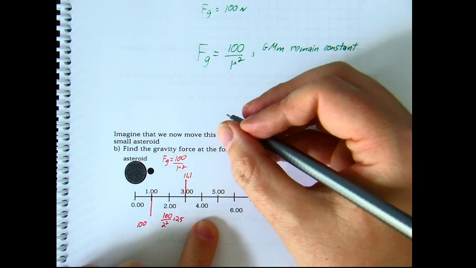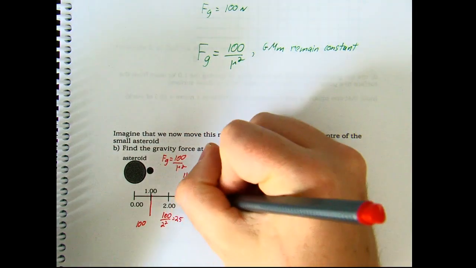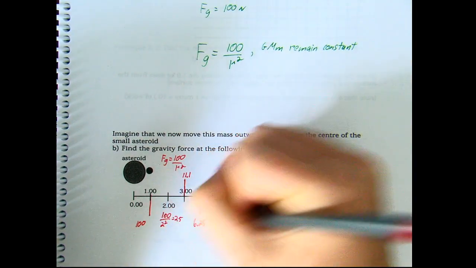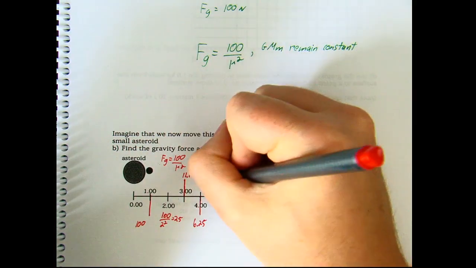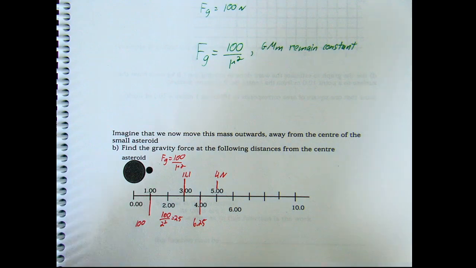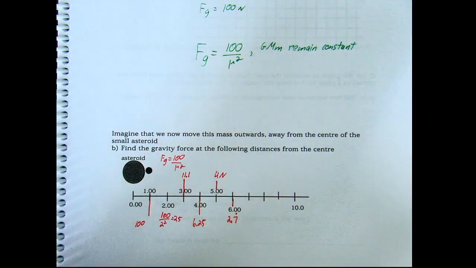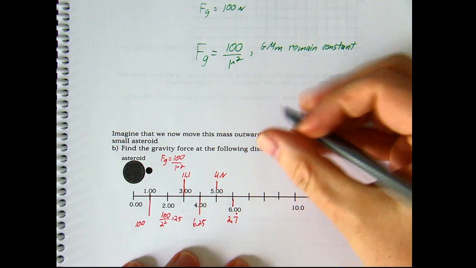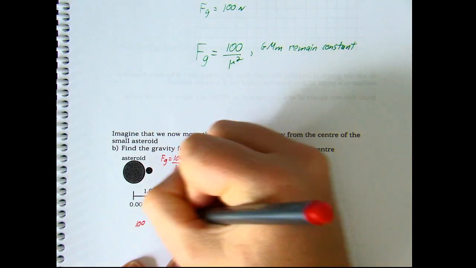Over 4 squared, let's do the 4. 100 over 4 squared is just 100 divided by 16, which is going to be 6.25 newtons. Over 5 squared is just 4 newtons. Over 6 squared is 2.7 repeating. And then over 10 squared, that's just going to give us an Fg value of 1, and this is all newtons.